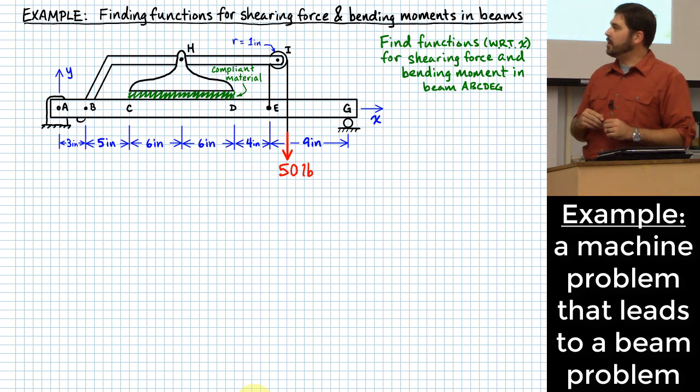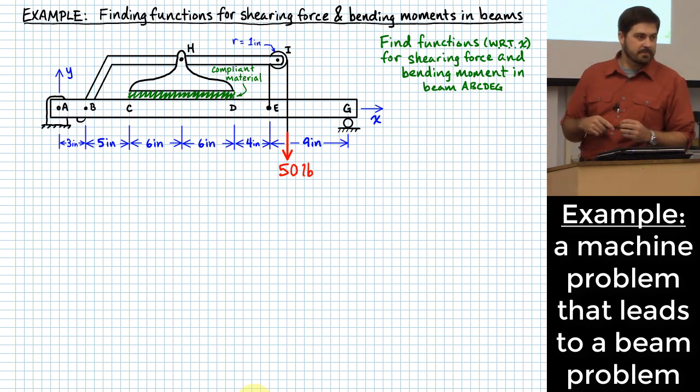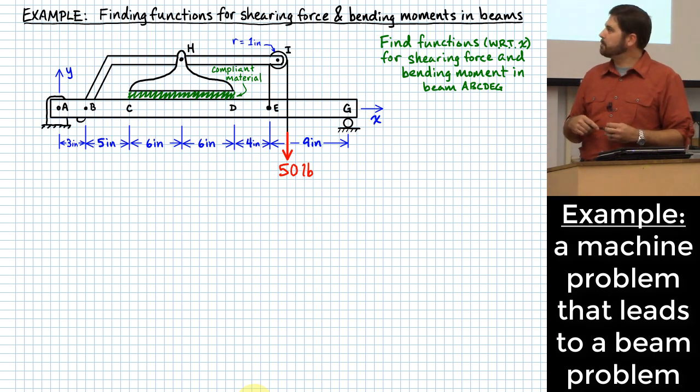So what we're doing here is we're going to try to figure out all the different forces that act on beam A, B, C, D, E, G, right? So that we can then figure out the functions for shearing force and bending moment as functions of where we are located along the x direction. Does that sound good? What's our first step, you think?